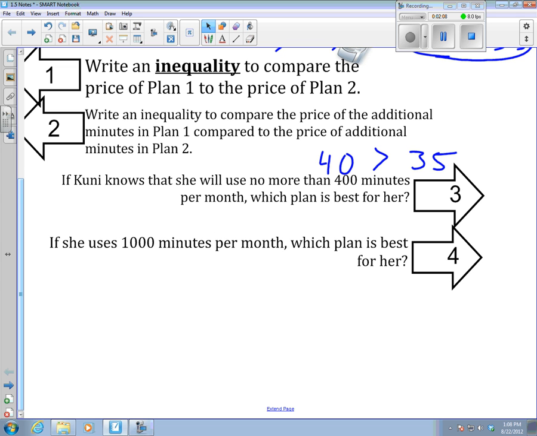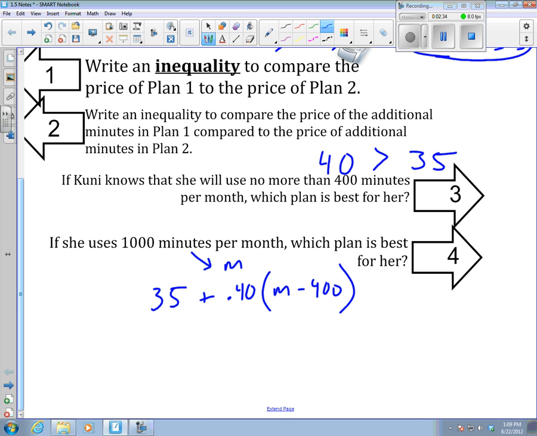But if she uses 1,000 minutes per month, which plan is best for her? We'll say the number of minutes used is going to be M. So if you use plan 1, that's going to be $35 to begin with, plus 0.40, for 40 cents, times M, the number of minutes, minus 400, because those first 400 minutes are part of the $35. So what it's actually going to cost is 35 plus 0.4 times 1,000 minutes minus 400.